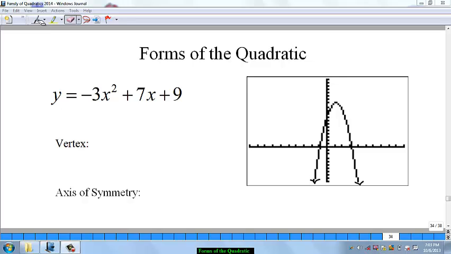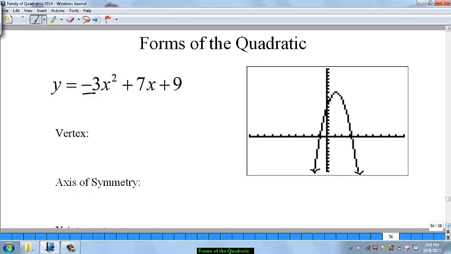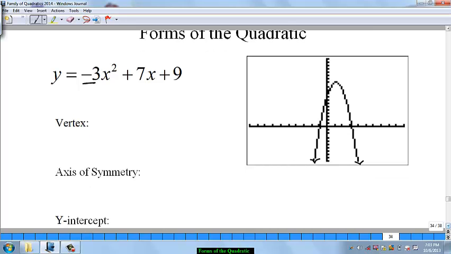Here we have a parabola, or quadratic. It opens downwards because we have a -3 here. And you can see here I've graphed it, and I know you can look at and find all this information by graphing, but you're going to show me all the algebra that you're going to do for each one.